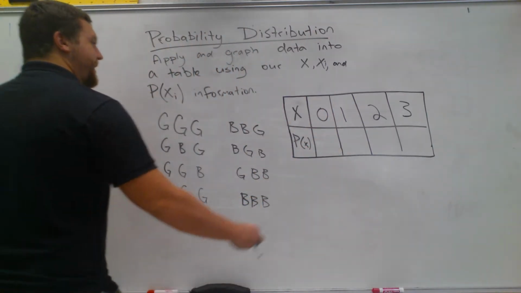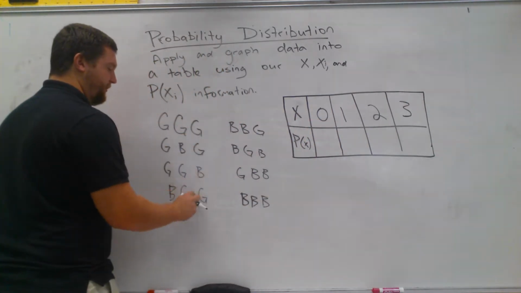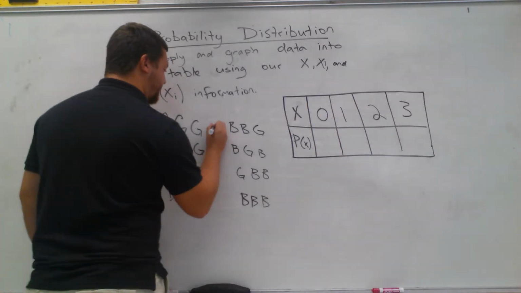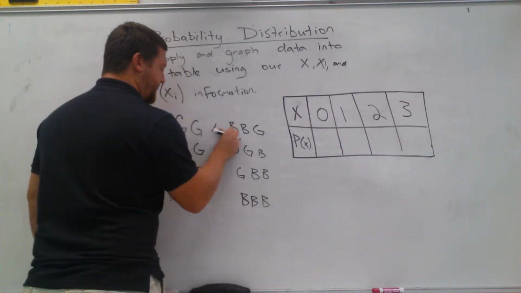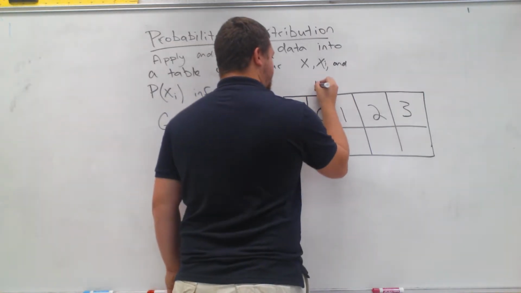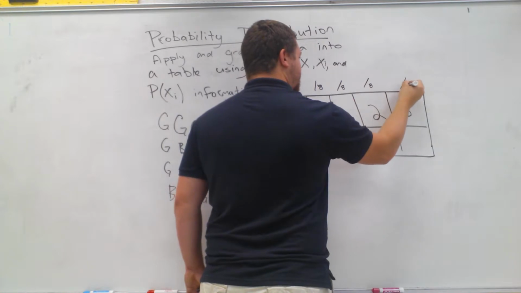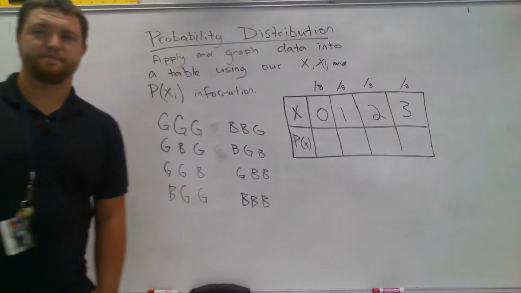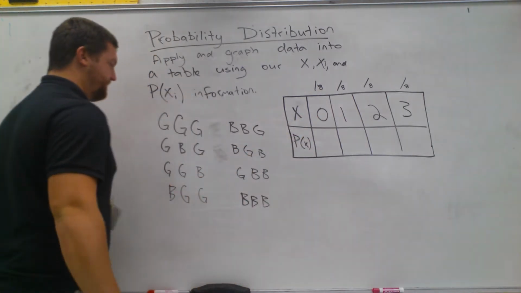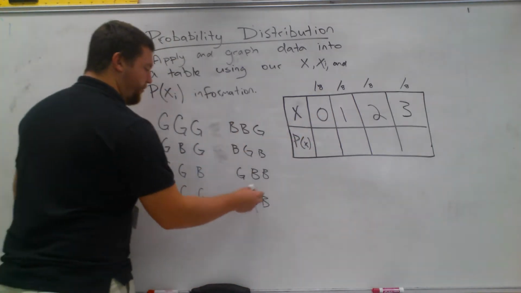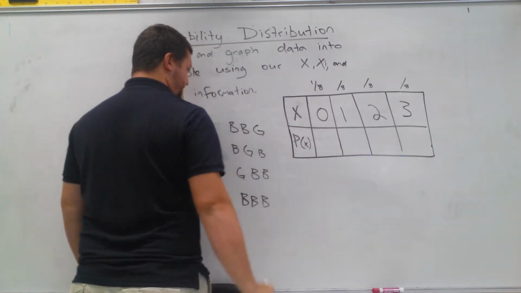Beautiful. Now, what is my total? There are 1, 2, 3, 4, 5, 6, 7, 8. So all of these will be out of 8, because there are 8 possibilities. So how many of these 8 have no girls in them? This one over here, 1. So the probability of having no girls is 1/8.